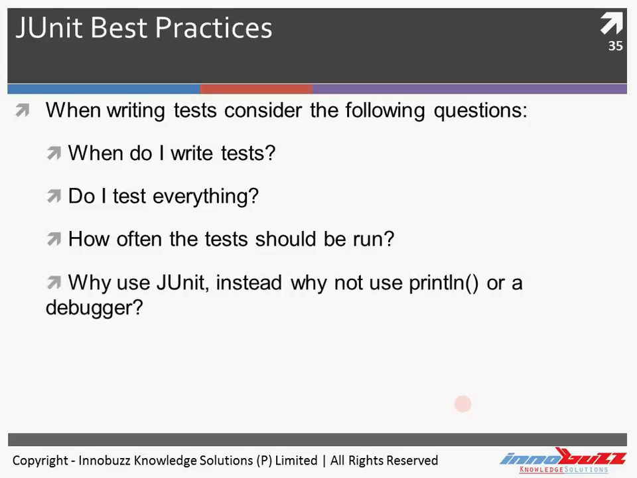Why use JUnit instead of println or a debugger? This is also an interesting question. You can test your Java code by println. You can also do it with a debugger. Just now, earlier, we saw an example, right? By debugging we saw the values of result and expected. There you can put a statement, directly see it in the console, compare, see the problem and fix it.